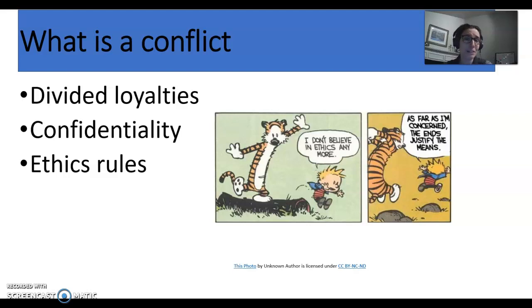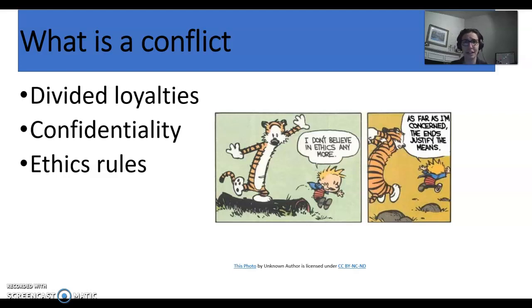So if we're presented with another scenario where we have an opportunity to represent, let's say now the employer in a different matter, but we have this information that we know from the first client and the first matter, there's a potential for a conflict of interest. And what we mean by that is divided loyalties.